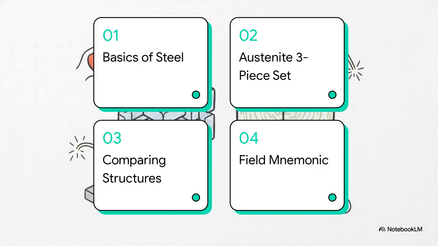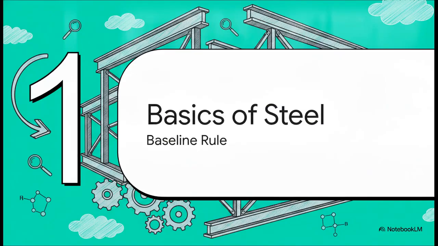Okay, here's our roadmap for this explainer. First, we'll cover the basics of steel structures. Then, we'll look at the austenite three-piece set. After that, we'll compare the two structures. And we'll wrap the whole thing up with a really fun field mnemonic called Osam-Bulgogi. Let's jump in. Section 1.